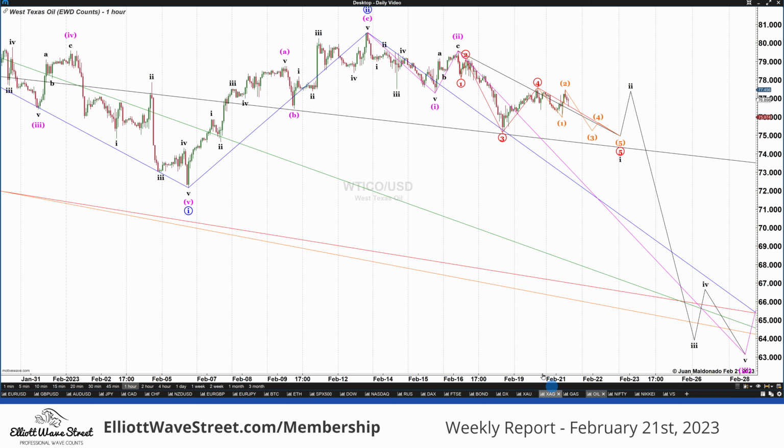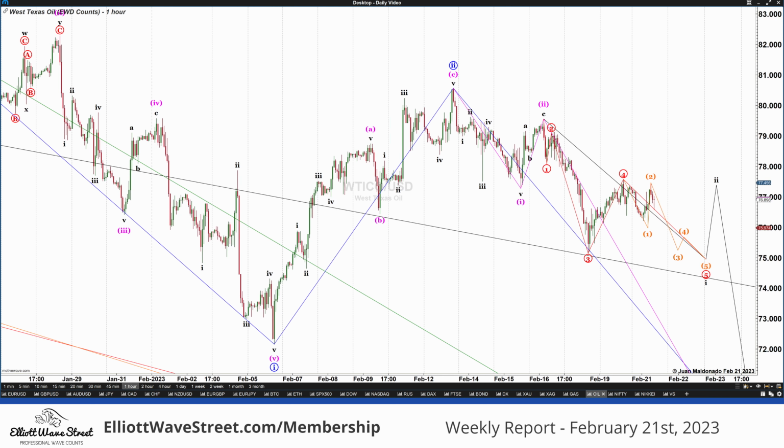And in oil, we are short. We shorted in the Elliott Wave Street membership right here after this red candle, over 500 points during the leg down in our favor. So what a beautiful leg down. I leave the original stop loss here, and I'm still in the trade.